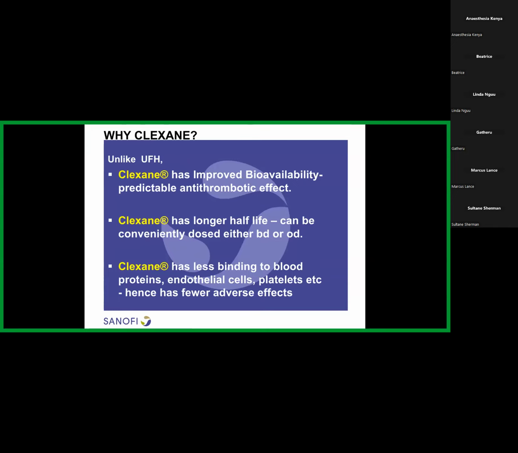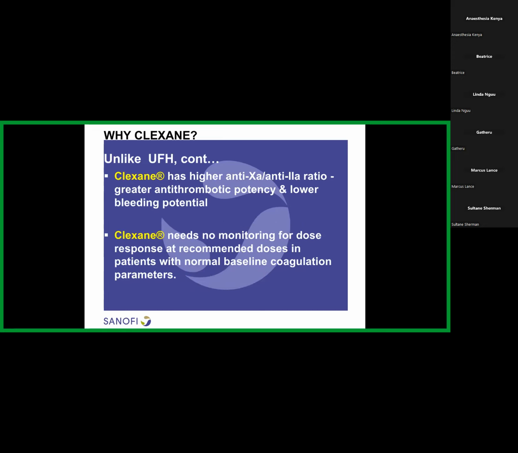So why Clexane and not any other, or unfractionated heparin or any other low molecular weight heparin? Clexane has been shown to have improved bioavailability, that is predictable anti-thrombotic effect, has a longer half-life, and can be conveniently dosed either BD or OD depending on the indication, and has less binding to blood proteins. Therefore, we have fewer side effects such as bleeding, which is quite low when using Clexane.